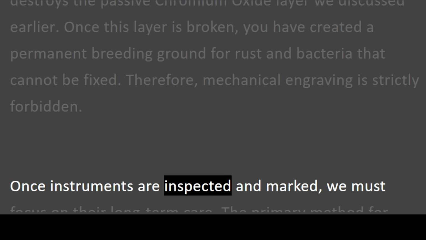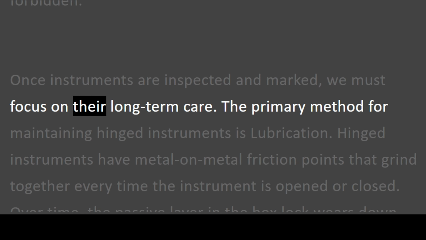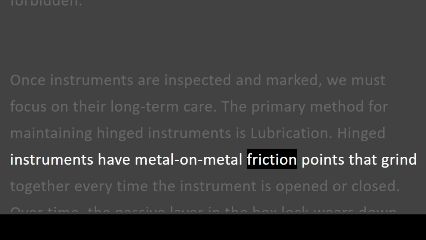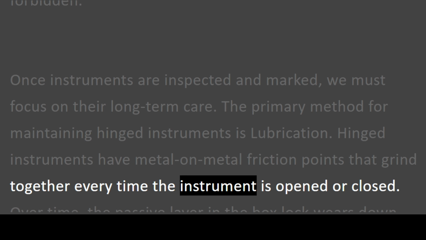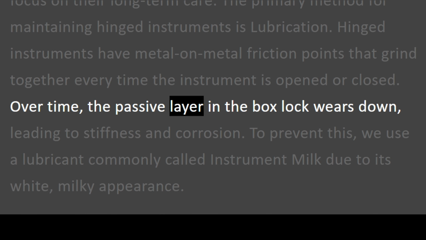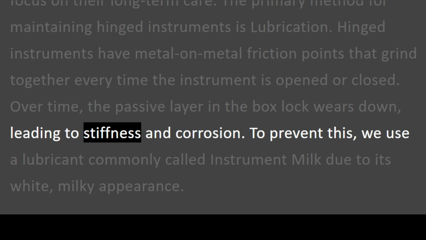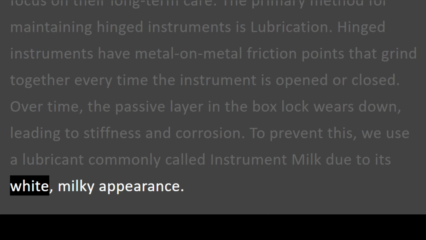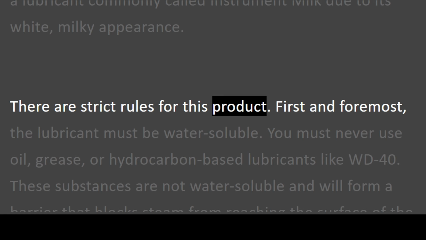Once instruments are inspected and marked, we must focus on their long-term care. The primary method for maintaining hinged instruments is lubrication. Hinged instruments have metal-on-metal friction points that grind together every time the instrument is opened or closed. Over time, the passive layer in the box lock wears down, leading to stiffness and corrosion. To prevent this, we use a lubricant commonly called instrument milk due to its white, milky appearance. There are strict rules for this product.